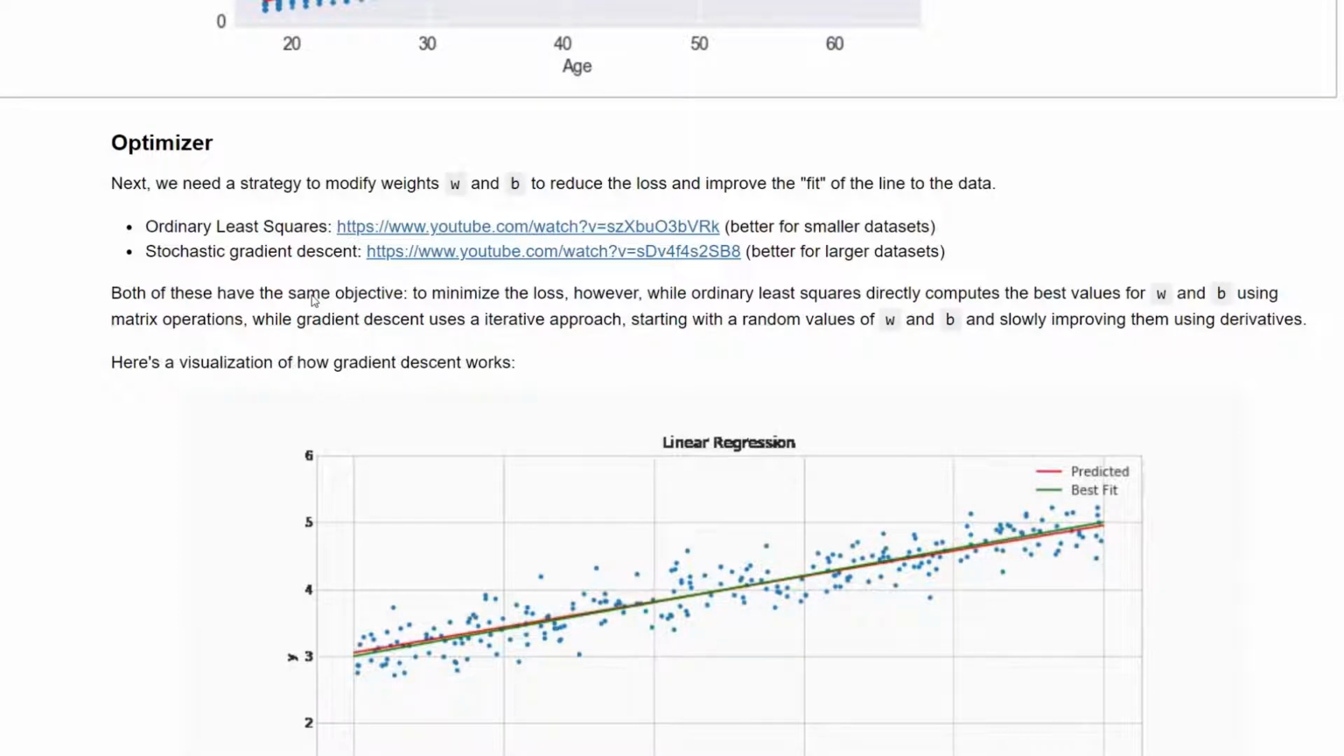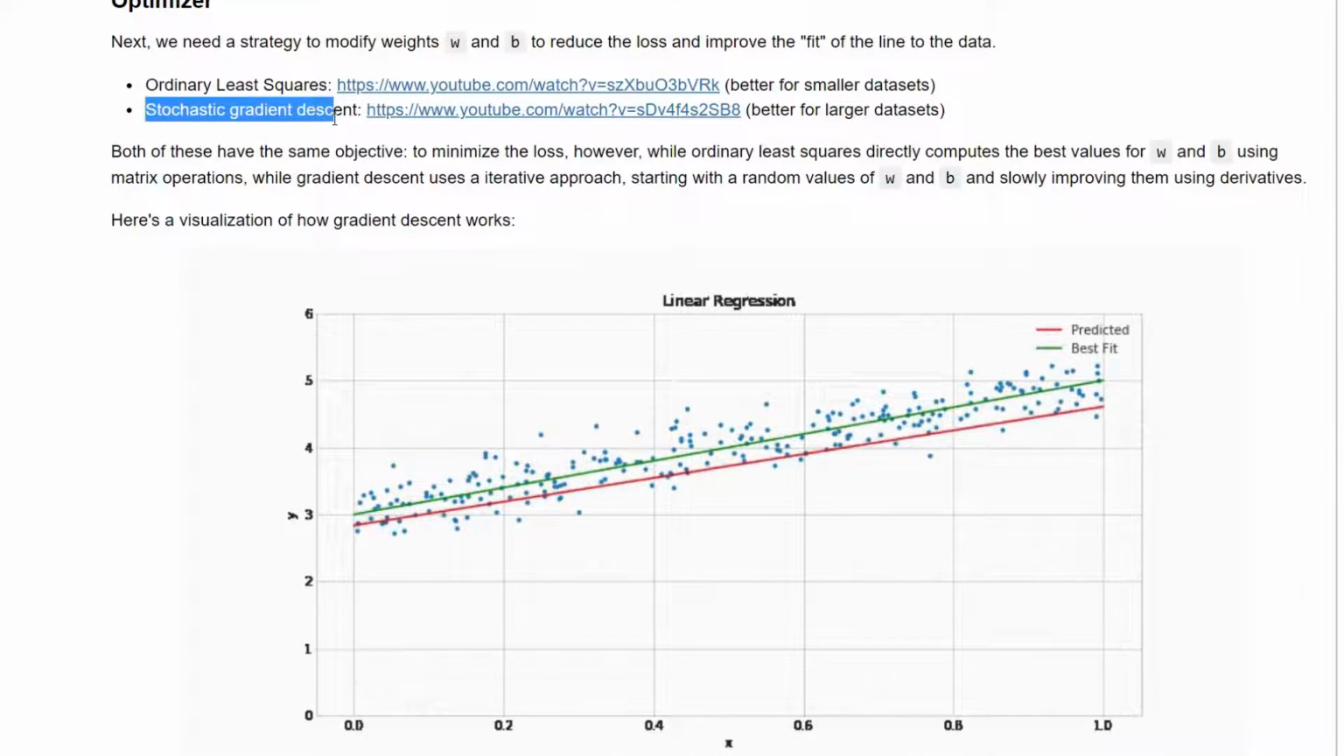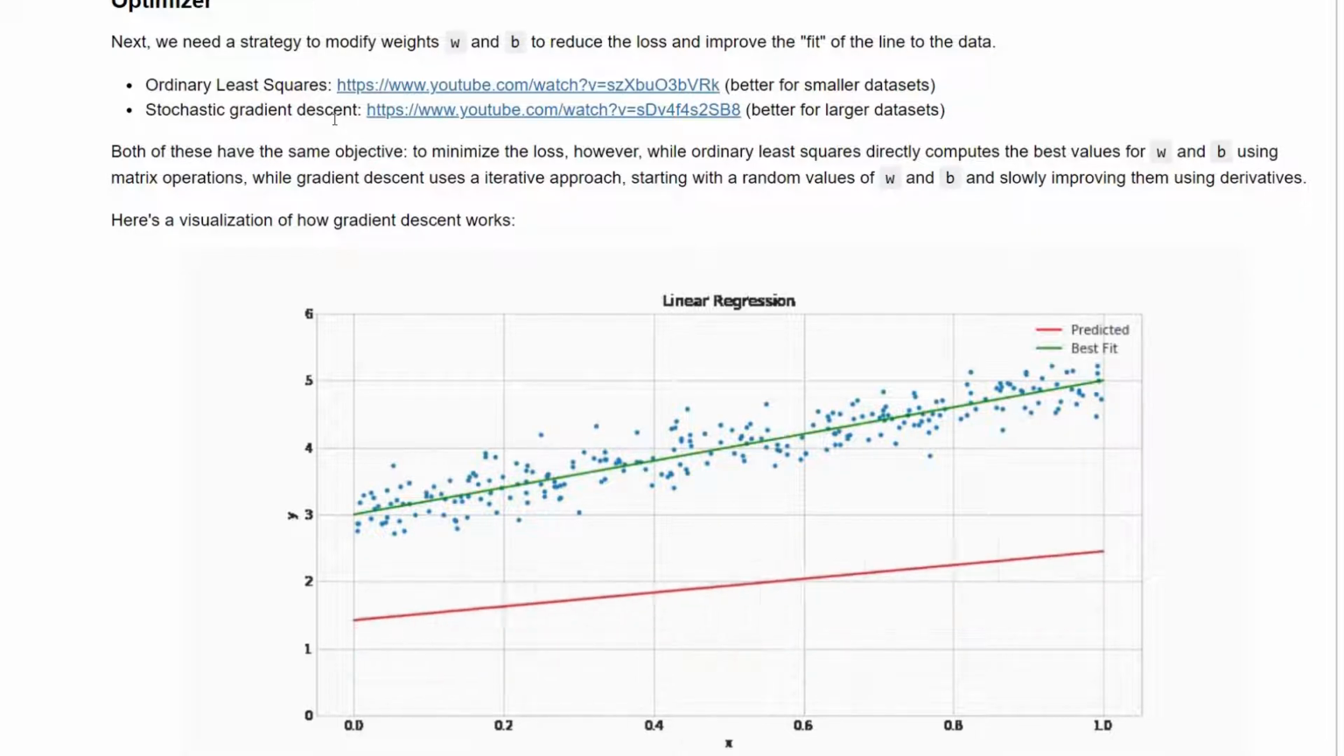Okay, ordinary least squares and SGD both have the same objective. There are two methods for reducing the loss. One is ordinary least squares, that is linear regression as we already saw, and the other is SGD, the gradient descent algorithm. Both have the same objective: to minimize the loss. However, ordinary least squares directly computes the best values of W and B using matrix operations, while gradient descent uses an iterative approach, starting with random values of W and B and slowly improving them using derivatives.